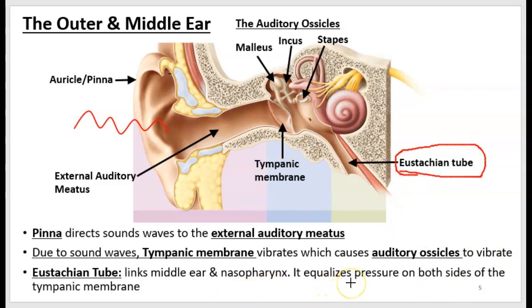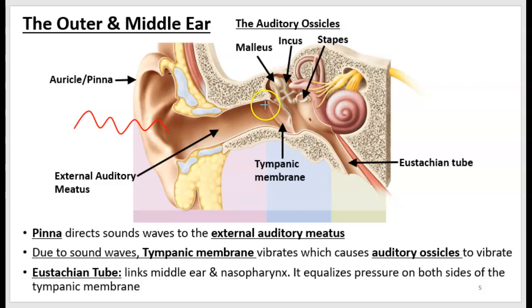And what it does is it equalizes pressure on both sides of the tympanic membrane. If the middle ear was closed off, then it wouldn't have access to atmospheric pressure. It would have to have its own pressure filled with air, and that would likely not change with atmospheric pressure. And as you know, we change our altitude as we go up hills or down hills or in an airplane, and that changes the atmospheric pressure in the external auditory meatus.